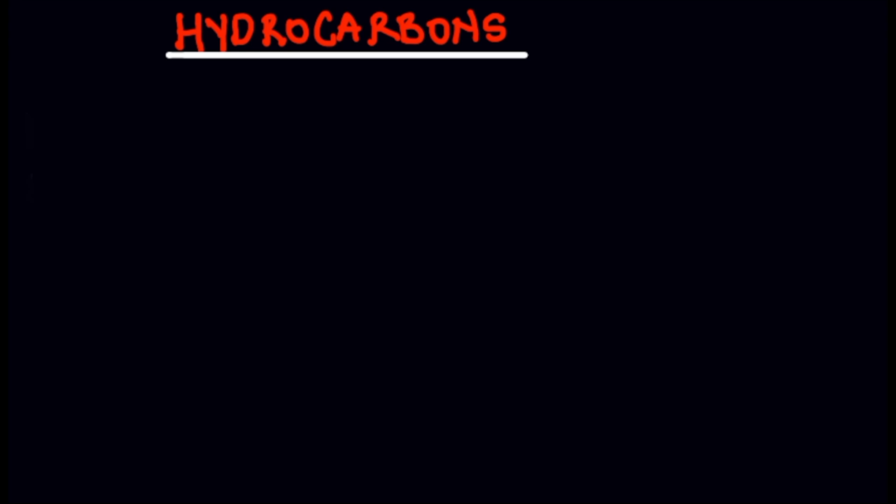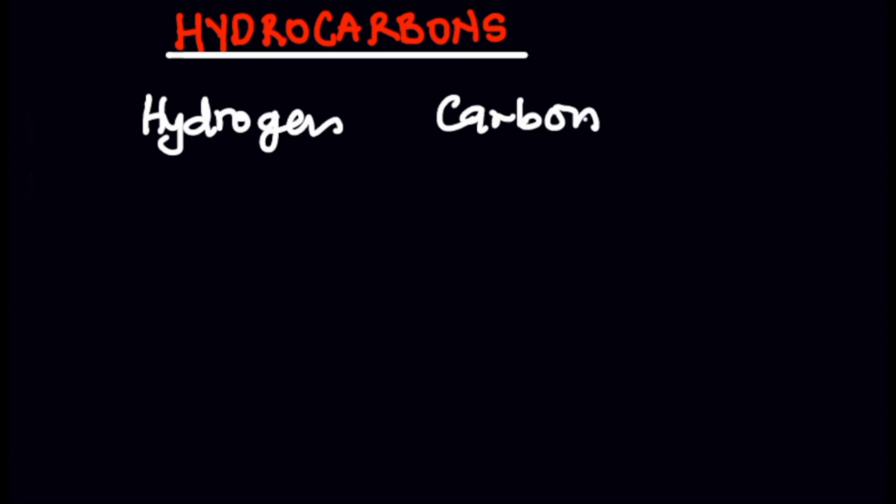Hydrocarbons are basically the simplest form of organic compound that contain two major elements: hydrogen and carbon. They are the simplest type of organic compound that we have. It basically means they serve as the monomeric unit for other compounds. That is, other compounds are actually derived from hydrocarbon, and hydrocarbon contains hydrogen and carbon.